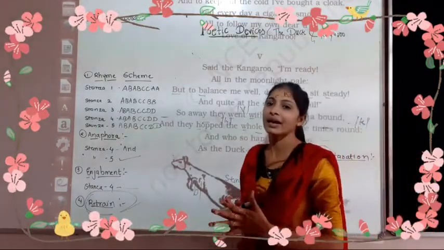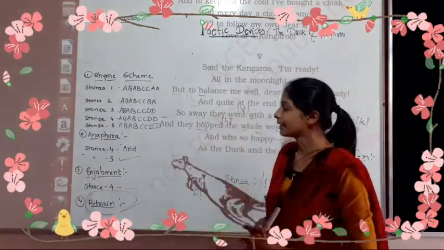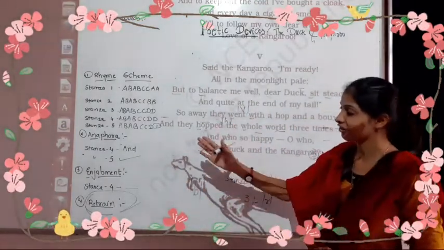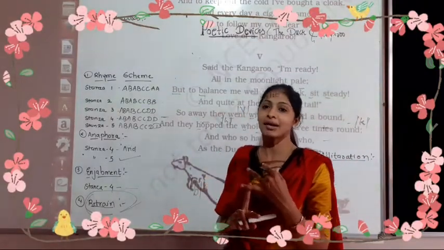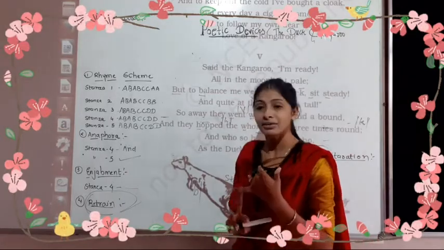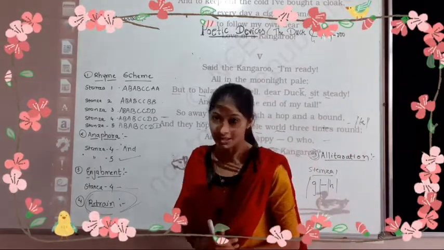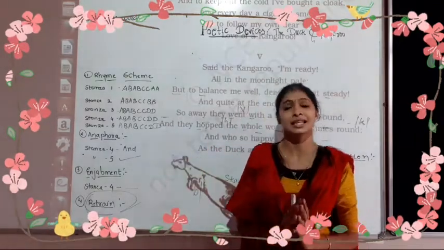So students, we have talked about the poetic devices. How many points are covered by the poet as poetic devices or figures of speech? The first one is the rhyme scheme. Then you will write the rhyming words, and after that anaphora, enjambment, refrain, and last is alliteration. So students, you have to copy all these poetic devices in your CW.